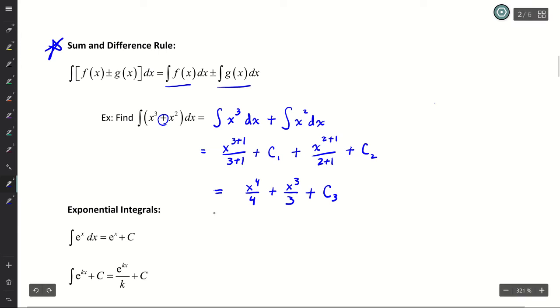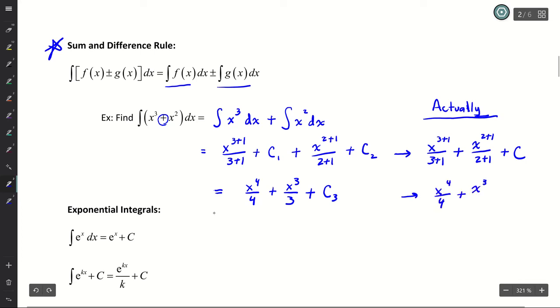And on these, what you will actually see as far as work is concerned is on this particular step, when you actually work these problems, you're going to see it written x to the 3 plus 1 over 3 plus 1. They will skip that c1 constant. They'll go to the x to the 2 plus 1 over 2 plus 1, and then just add on a single constant at the end. And so when you're done, you're going to get the x to the 4th over 4. You're going to get the x to the 3rd over 3, and then just a constant c.